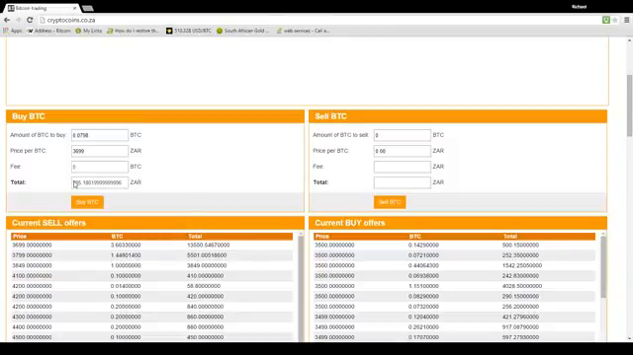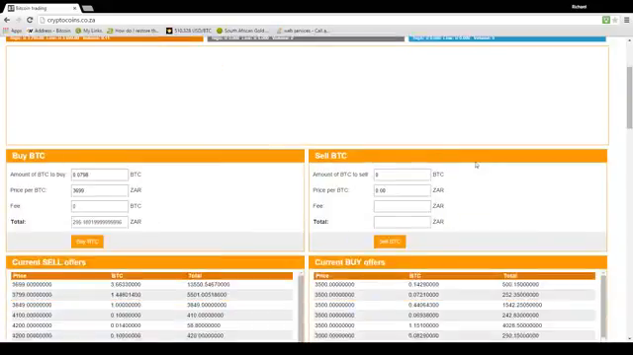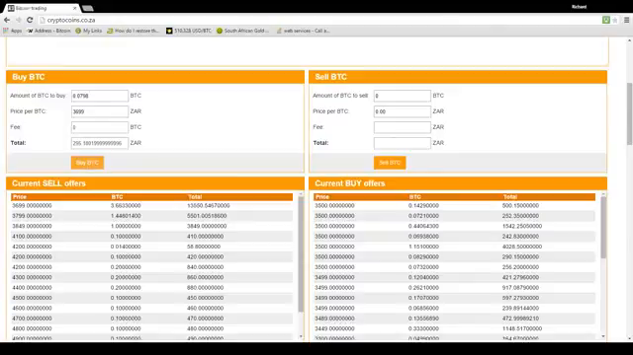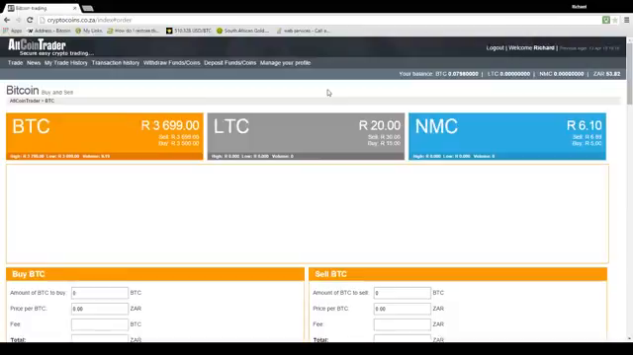So I can see that is going to cost me 295 Rand. A quick check, I've got enough. I push the buy button. It says, are you sure you want to buy? Yes. And you can see instantly I've got my Bitcoins and the money has been taken off my balance. And that is how you buy a Bitcoin.